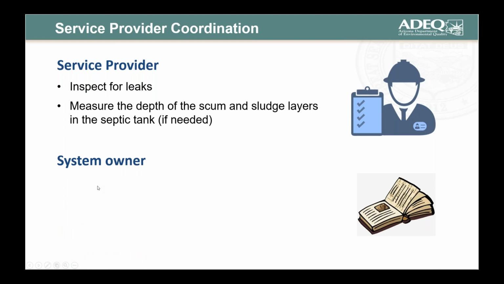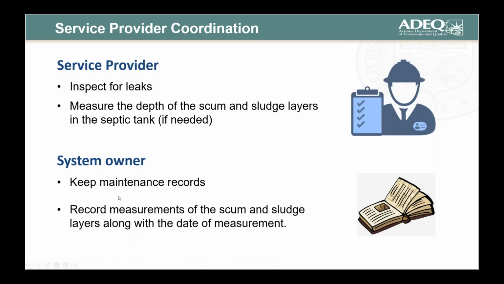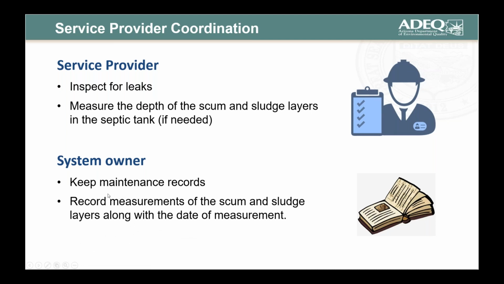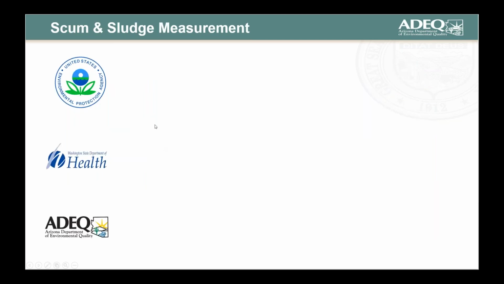Then the system owner, if they've delegated this out to the service provider, then they need to make sure they keep maintenance records: what all was done on the system, depth of scum, depth of sludge, when it was measured, and so on. And of course, you're going to record, like I said, the measurements of scum and sludge layers along with the date of measurement. Now, let's look at this issue of scum and sludge measurement.